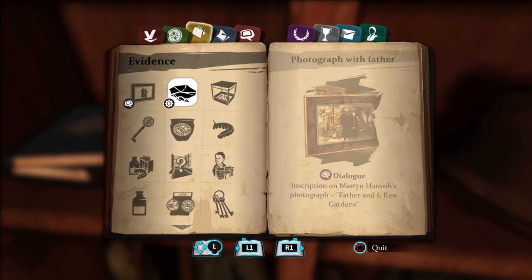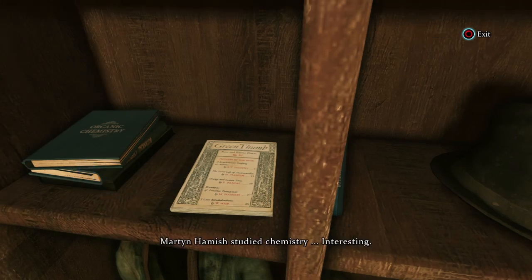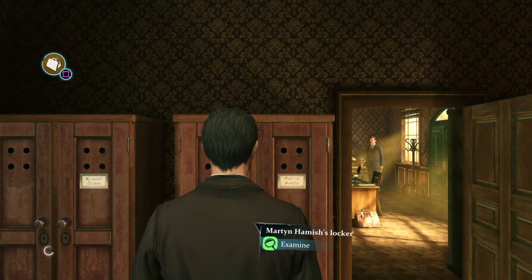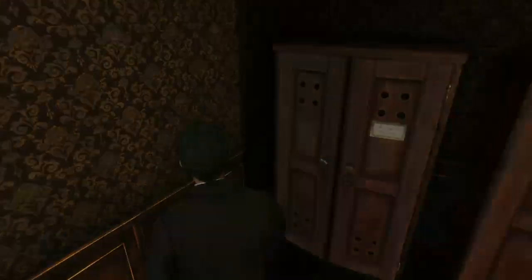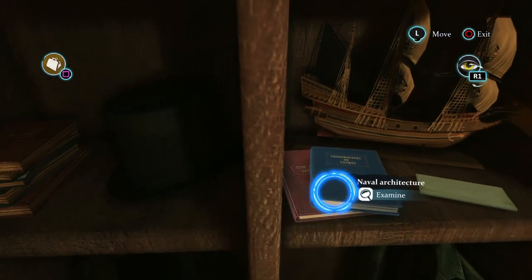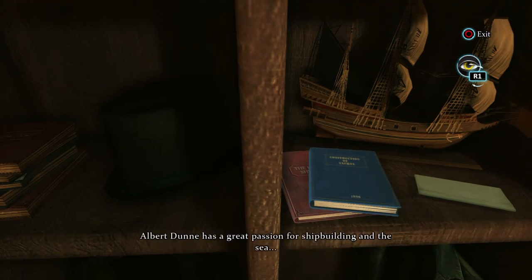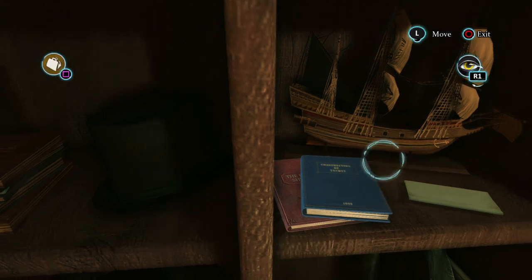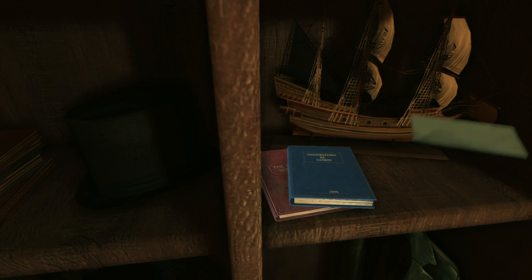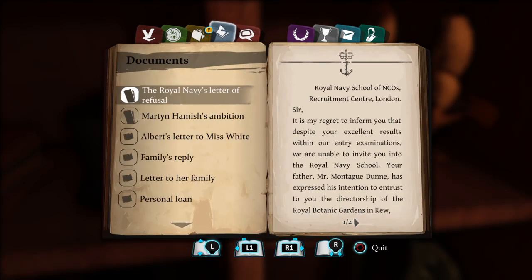Okay, we have to talk to him again. I still need to find something for this. Martin Hamish studied chemistry. Interesting. Let's take a look at Albert's locker. Books, hats. Specialist articles on shipyards and ship construction. Albert Dunn has a great passion for shipbuilding and the sea. A rejection letter from the British Royal Naval College. The Royal Navy's letter of refusal.